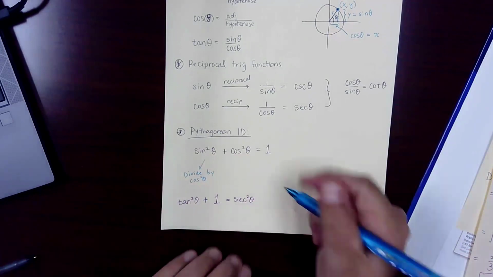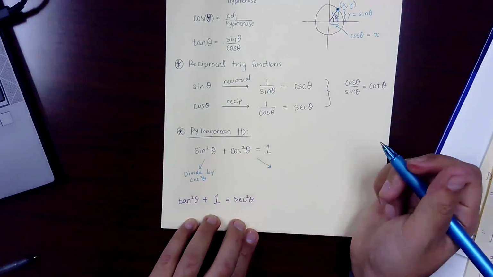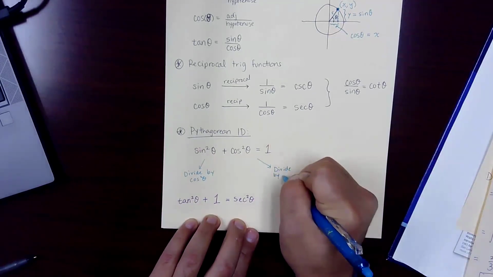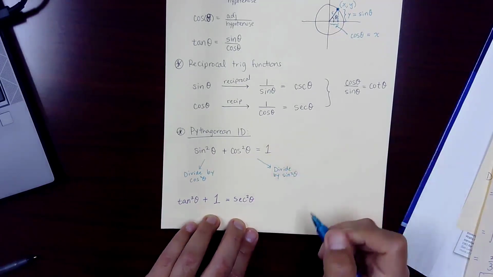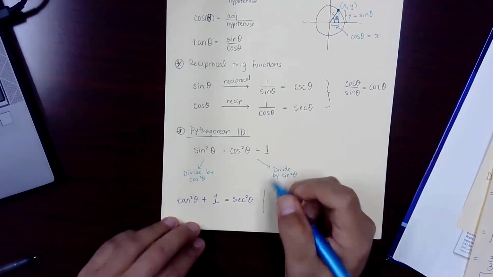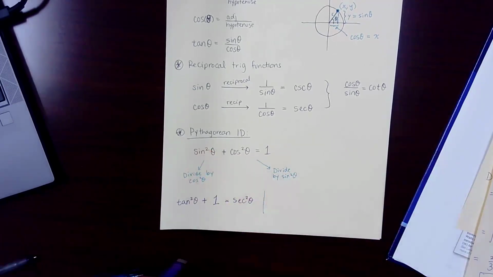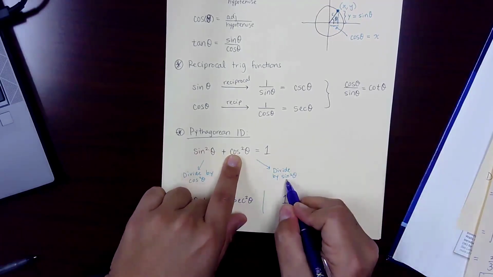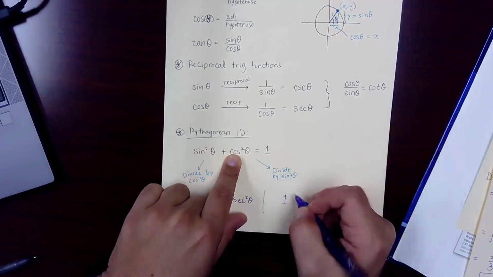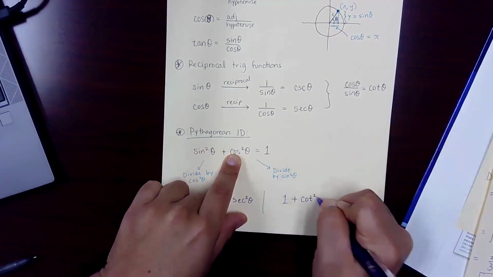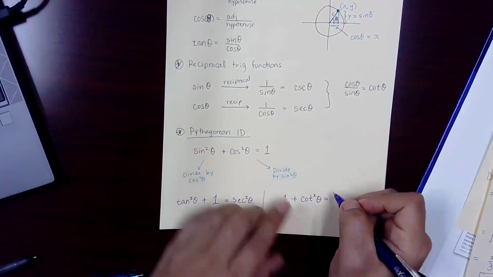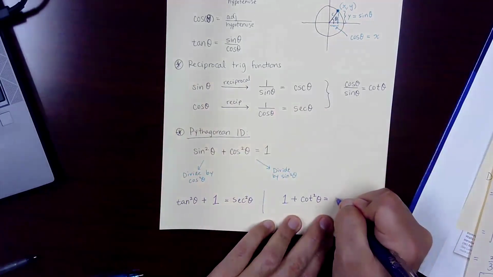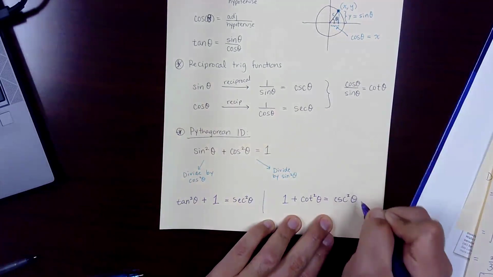But if we took this over here and said, what if we divided by sine squared theta? Then we get a completely different identity, right? Because sine squared divided by sine squared would be a 1. Cosine squared divided by sine squared would be plus cotangent squared theta. And then 1 divided by sine squared, if we go back to our reciprocal functions, would be cosecant squared theta.